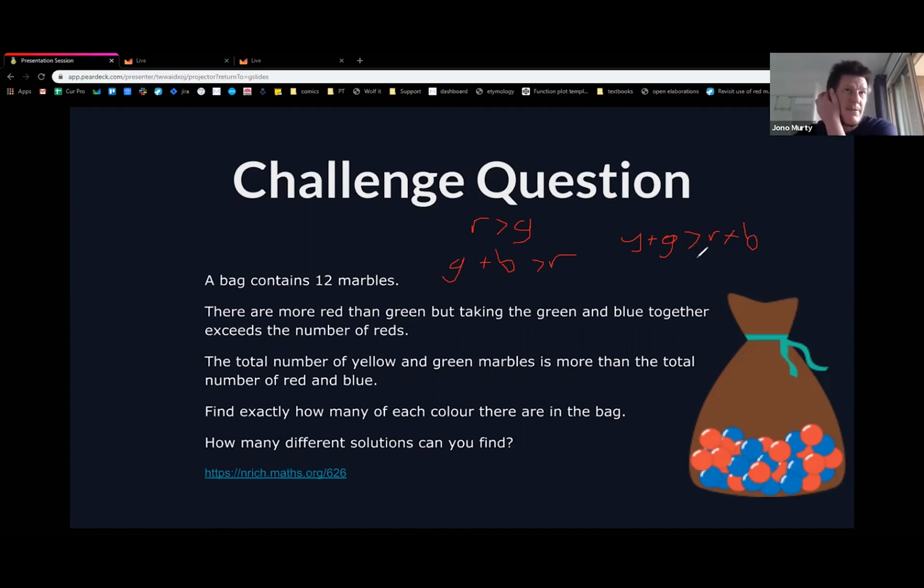So this is a system of inequalities. You won't need to learn how to do this in year 10. It's just a bit of a challenge question. That's the idea. So now I have these 3 inequalities and 4 variables. I know R is greater than G, which means, let's just look at this one, I take away B from both sides. I get G is greater than R minus B.